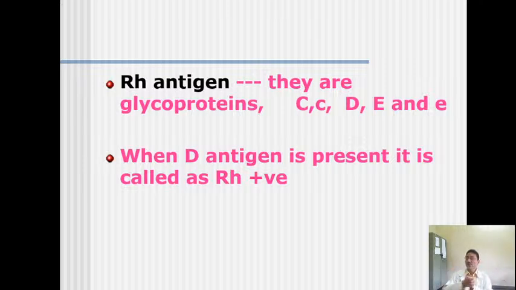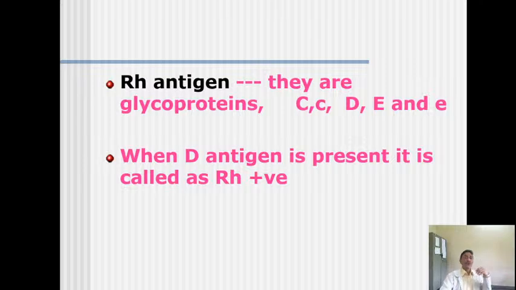Now what is the feature of all these antigens? The rule is that every individual will have one antigen from each particular group. Let's say for example, from the Cc group, one will be present. From the Dd group, one antigen will be present. From the Ee group, one antigen will be present. But both antigens from one particular group will not be present. So one from capital C or small c, one from capital D or small d, and one from capital E or small e will be present, but both from the same group will not be present.